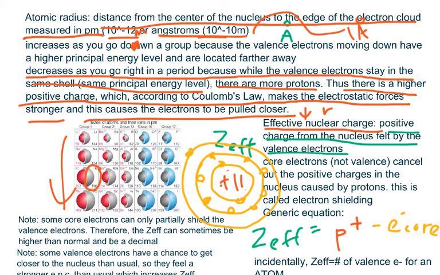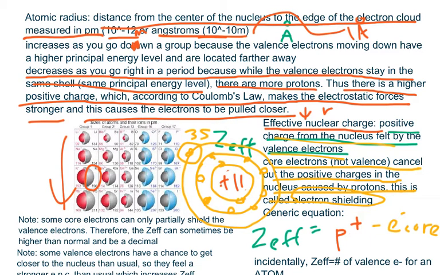And notice how I want to find the effective nuclear charge, or the positive charge felt by the valence electrons. Our valence electron will be the outermost electron, which will be the 3s electron. And let me tell you a little secret. Core electrons, aka the ones that are not valence electrons, cancel out the positive charge in the nucleus caused by protons. This is called electron shielding.